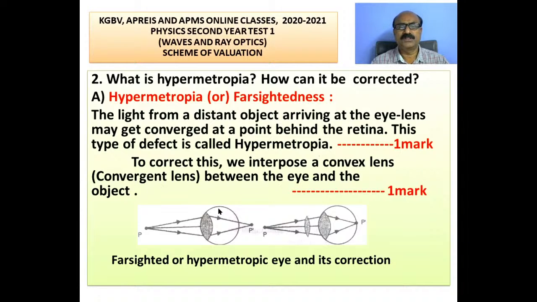And the next part is correction. To correct this, we have to keep a convex lens, which is also a convergent lens, between the eye and the object. See here, this is the eye and this is the object, P is the object. So you have to keep the lens between the eye and the object. So this will be converged onto the retina and you will see the object in a clear manner. So, 2 parts. For every 2 marks question, you have to make the answer into 2 parts.